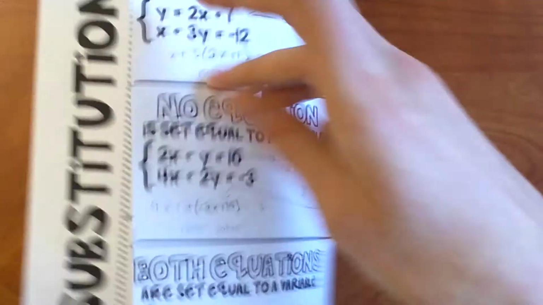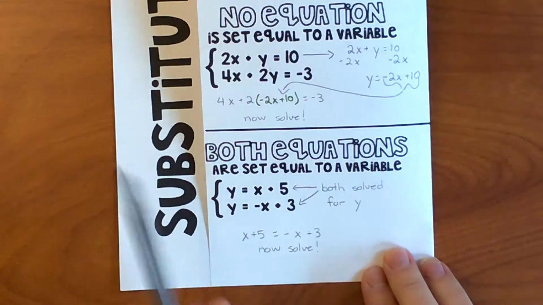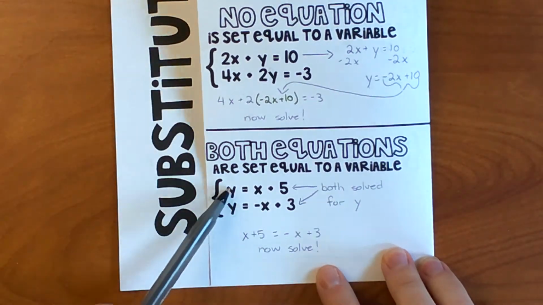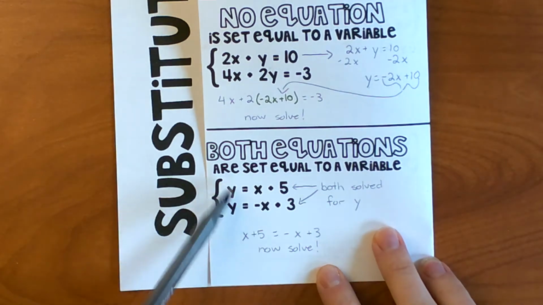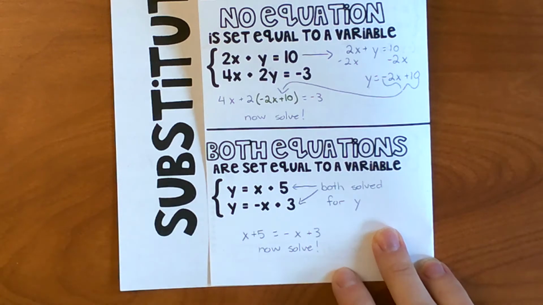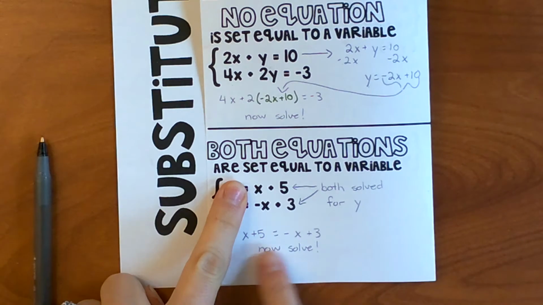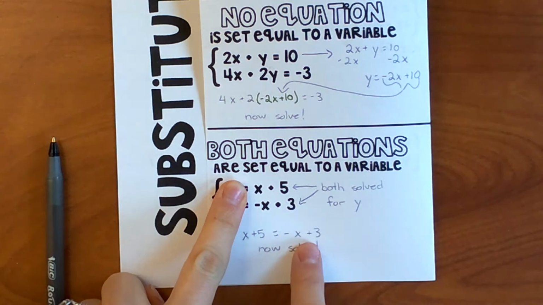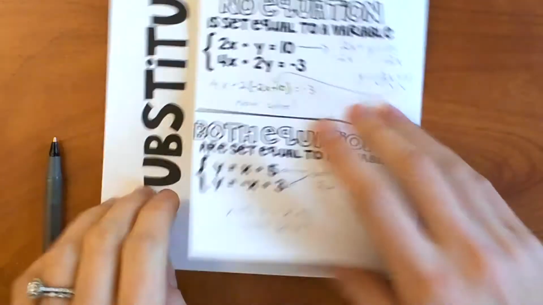Okay, the last one that we're going to do is this possible scenario where they both are equal to the same variable. So they could both be equal to y like this one is, or they could both be equal to x. And what we're going to do if they're both equal to y is we're going to take this out and we're going to set them equal to each other and then solve it from there.